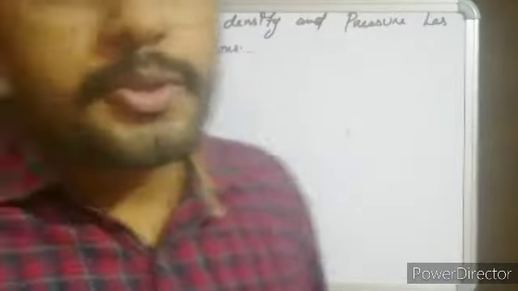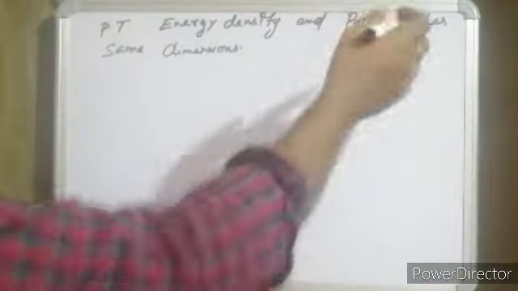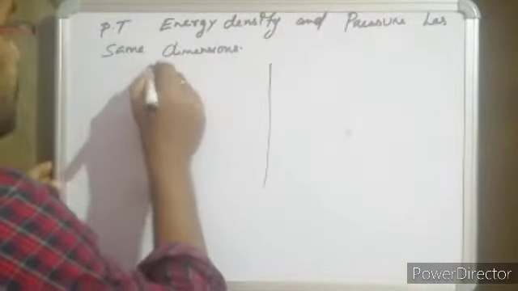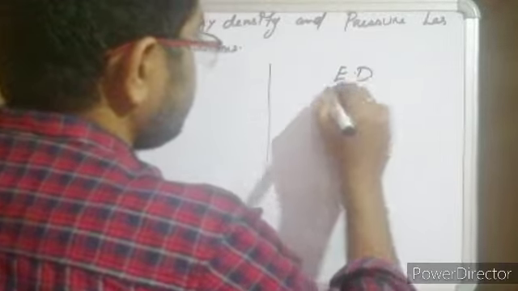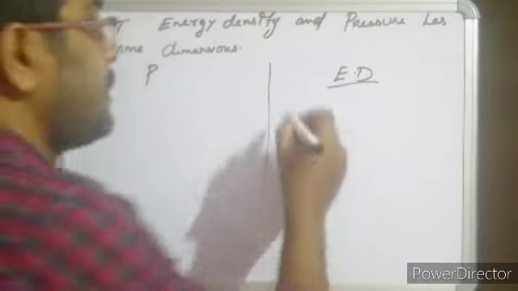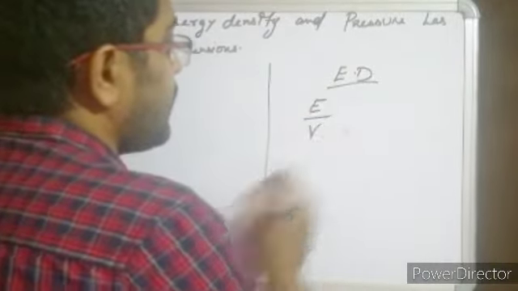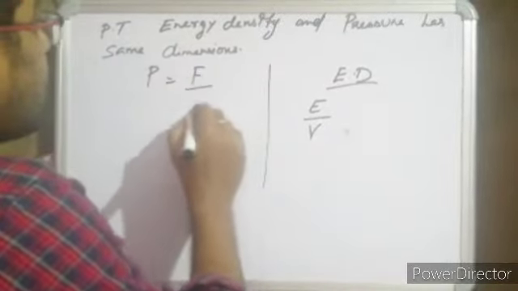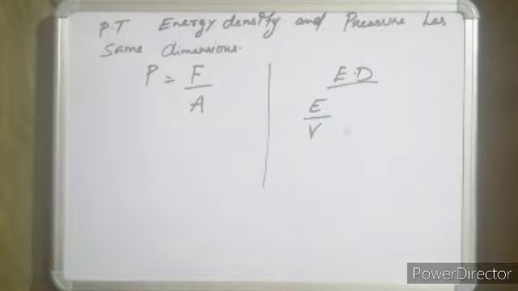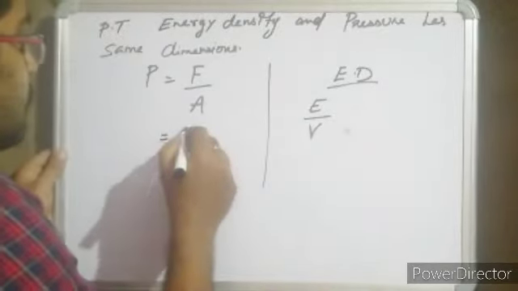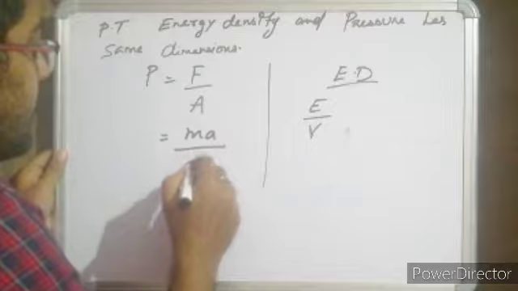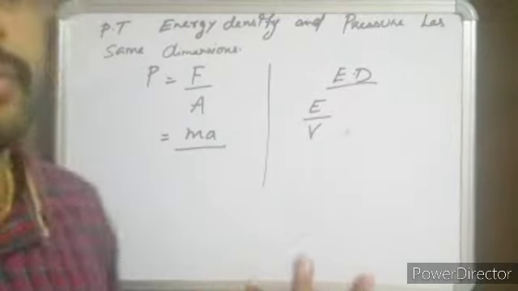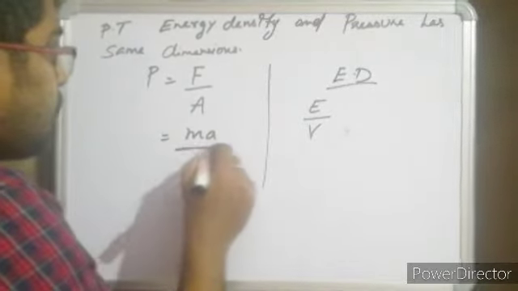Coming to your next question, it asks you to prove that the energy density and the pressure both have the same dimension. So energy density is energy divided by volume, and pressure is equal to force divided by area. So for the dimension of pressure, force is equal to MA divided by area. Area will be side into side, whatever be the case.